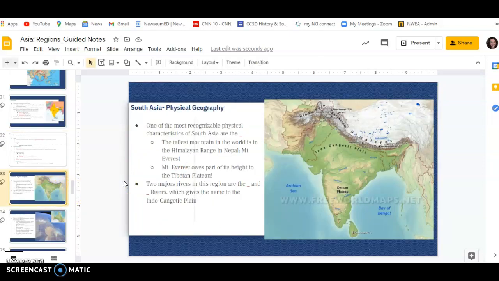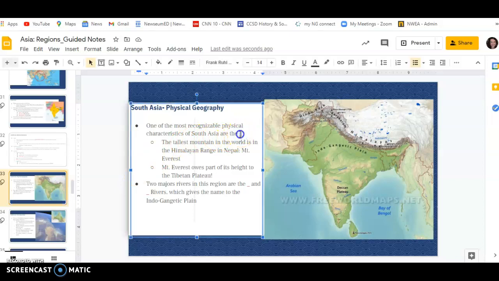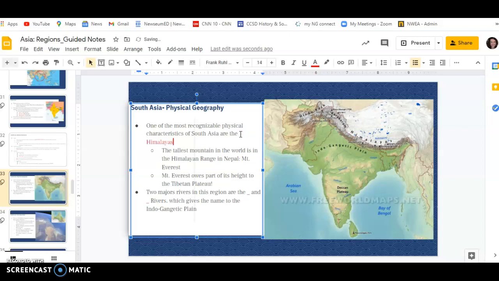All right, so let's talk really quickly about the physical geography of South Asia. One of the most recognizable physical characteristics of South Asia are the Himalayas. And of course, we've talked about this. The tallest mountain in the world is in the Himalayan range. It's Mount Everest in Nepal.